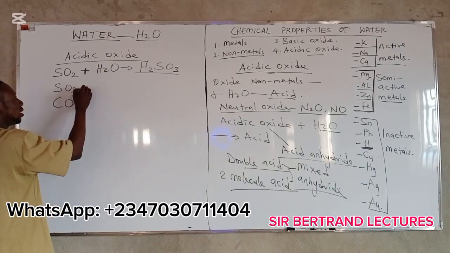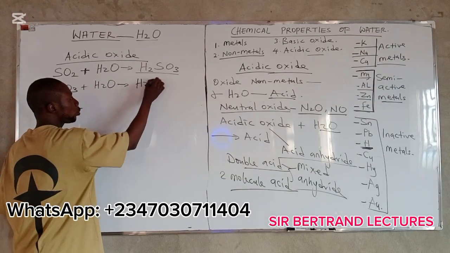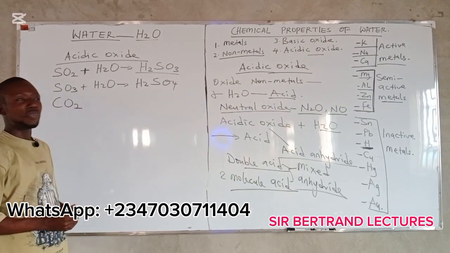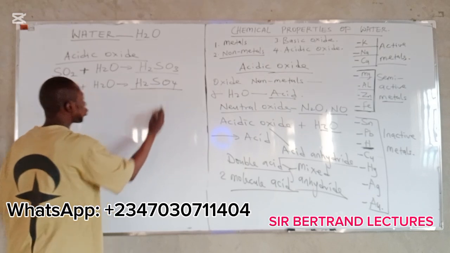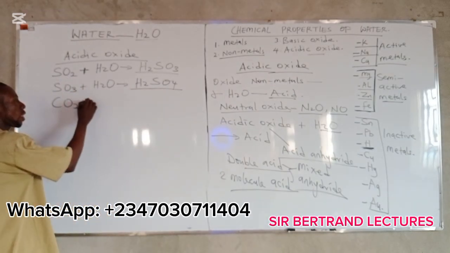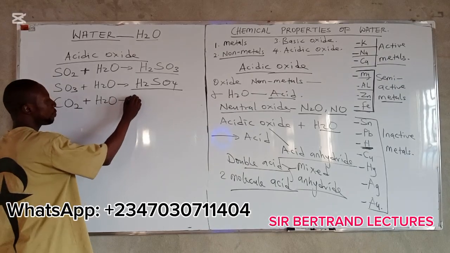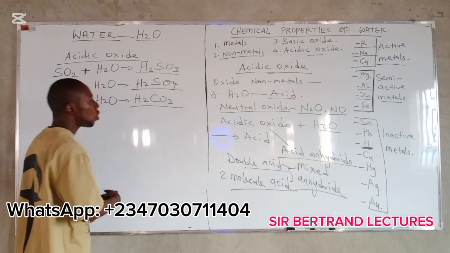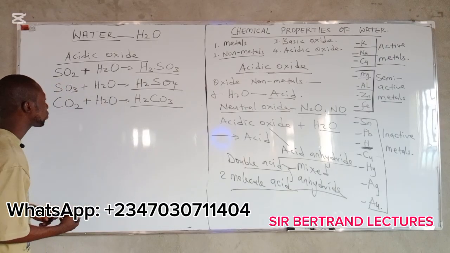Here is an acid. React with water to produce H2SO4, which is tetraoxosulfate(VI) acid, also known as hydrogen tetraoxosulfate(VI) acid. Then carbon dioxide reacts with water to give trioxocarbonate(IV) acid, also known as hydrogen trioxocarbonate(IV) acid.